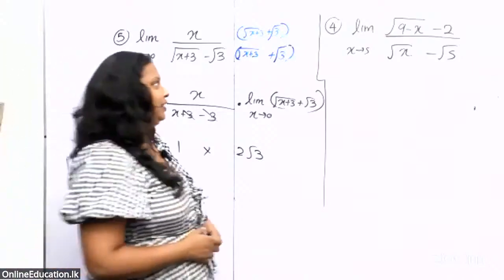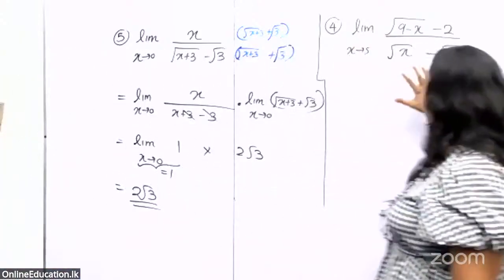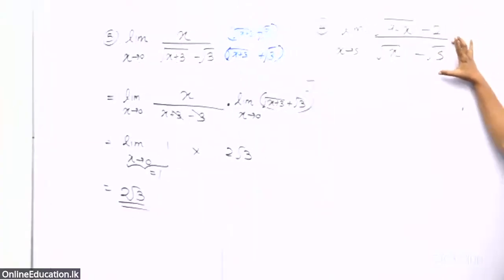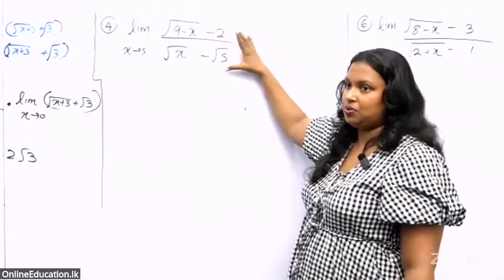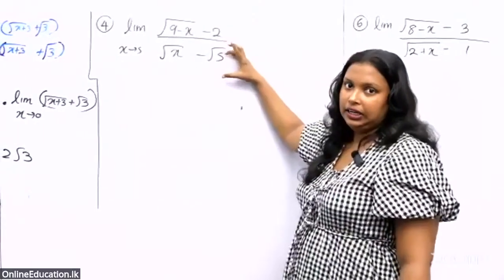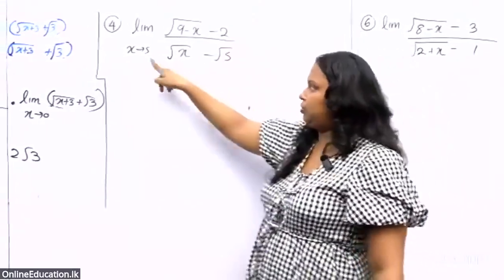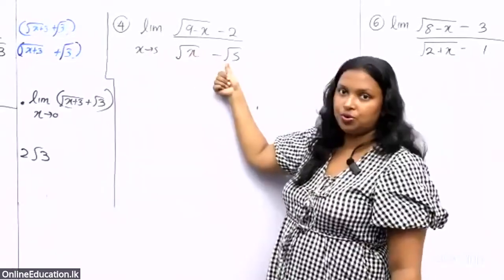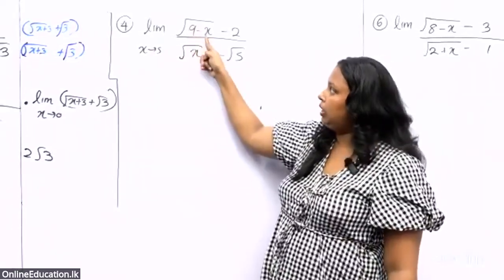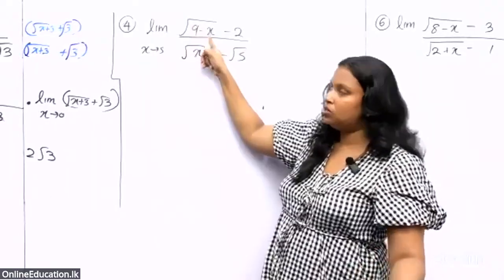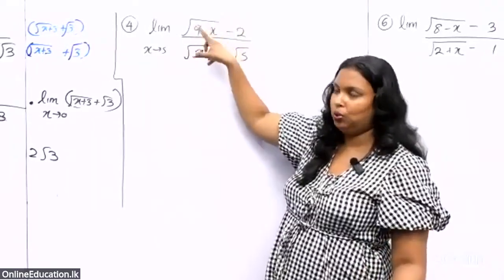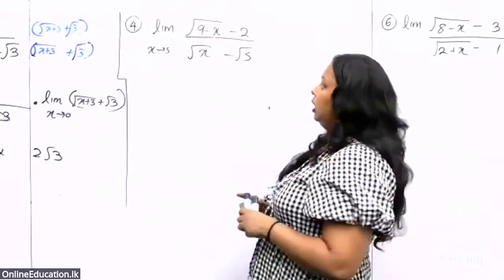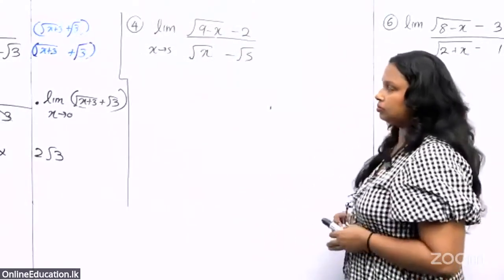Okay, right. Let's move to this one. Now here we have square roots in both denominator and numerator. Clear? And also, when you substitute directly, say direct substitution, substitute 5 here, root 5 minus root 5, 0. And here also 9 minus 5, it is 4. Square root of 4 means 2. 2 minus 2 again 0. Clear? Right.